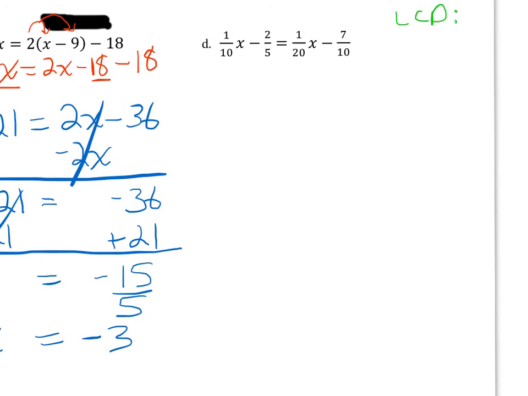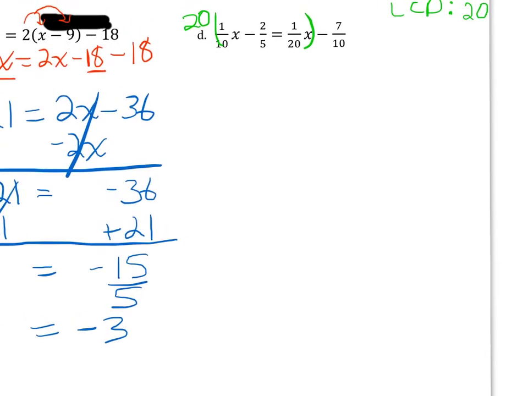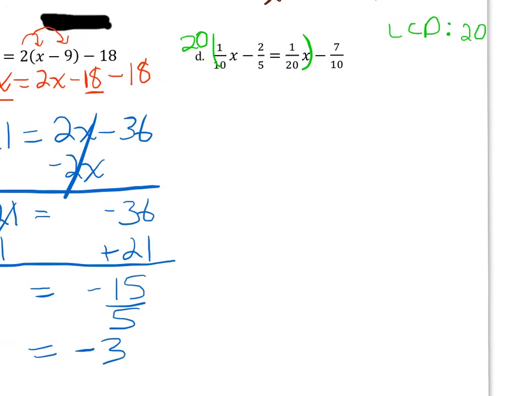In order to clear fractions, we have to find the lowest common denominator. All right, and if I look at all of these denominators, I have 5, 10, and 20. The least common multiple of 5, 10, and 20 is actually 20. And so what I'm going to do is multiply both sides by 20. So this side is going to be multiplied by 20, and this entire side here is going to be multiplied by 20. Okay, that sets up a distributive property, and I'm going to write it out right now.